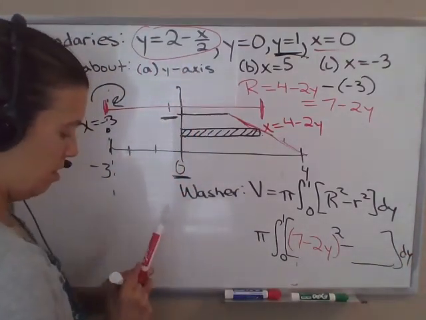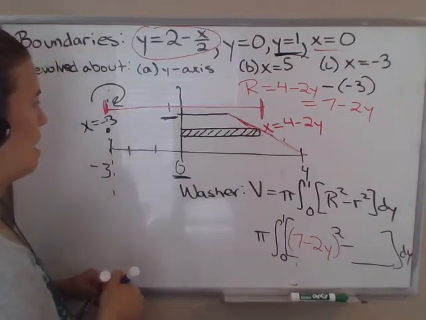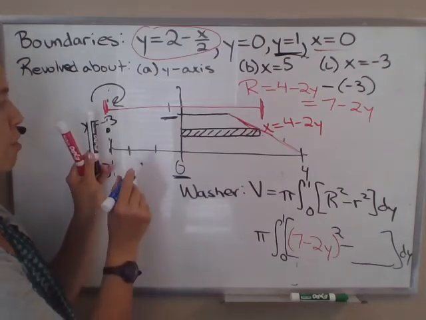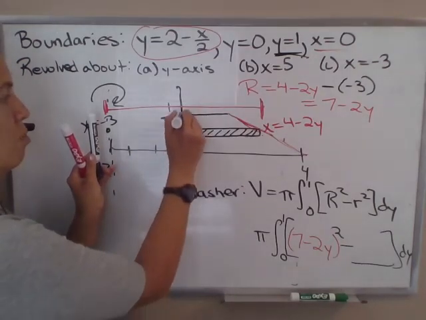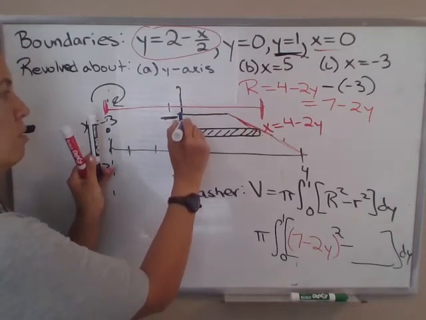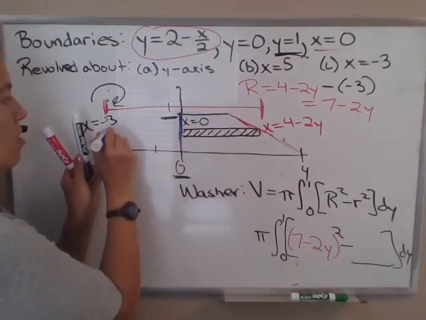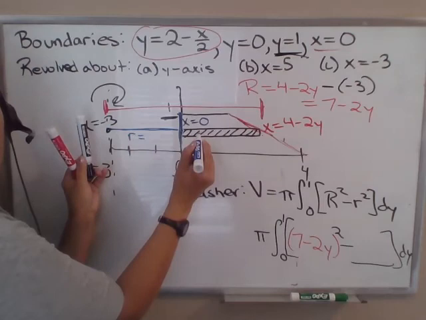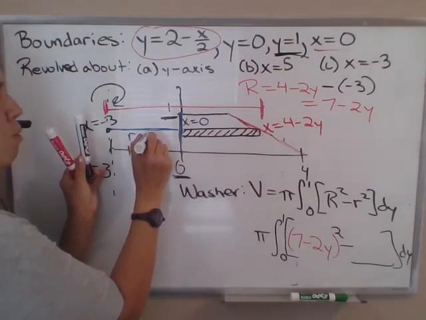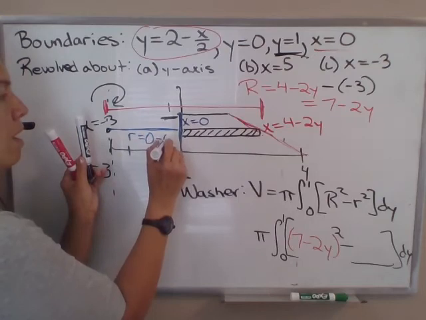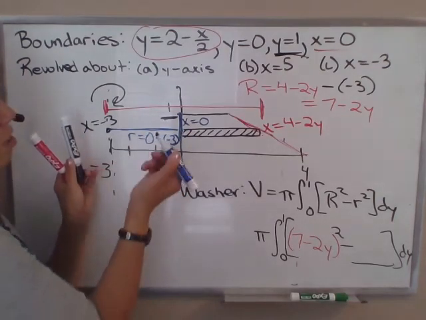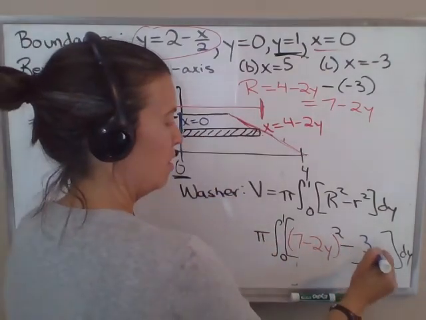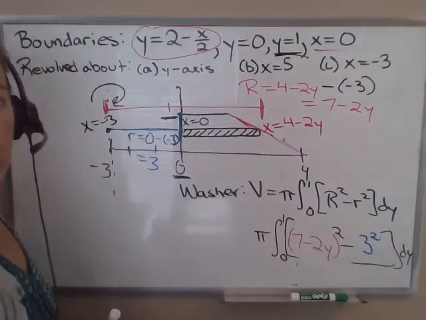So inner radius is the distance from the axis of revolution to the inner boundary. The boundary for this region that's closest to the axis of revolution is this one, which is x equals 0. And so the inner radius is this distance here. If you do right minus left, just for consistency, it's 0 minus -3, so 3. Or you could just look at it and see the distance is 3. Sure, that's reasonable. So inner radius is 3, and then we square it as part of the formula.